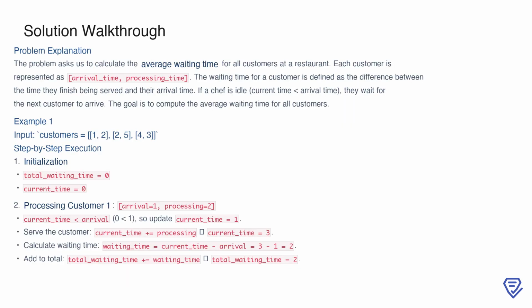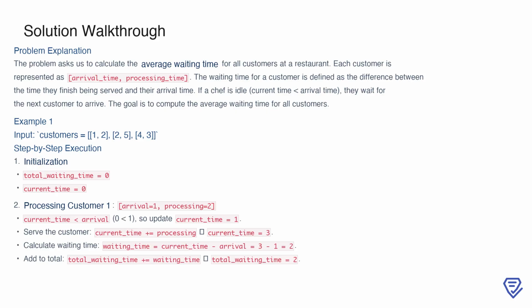In this problem, we are tasked with calculating the average waiting time for customers in a restaurant. Each customer is represented as a pair, arrival_time, processing_time, where the arrival time indicates when the customer shows up, and the processing time is the duration it takes to serve them. The waiting time for a customer is the difference between the time they finish being served and their arrival time. If no customers are present yet and the chef is idle, the chef waits until the next customer arrives. The objective is to compute the average waiting time for all customers.